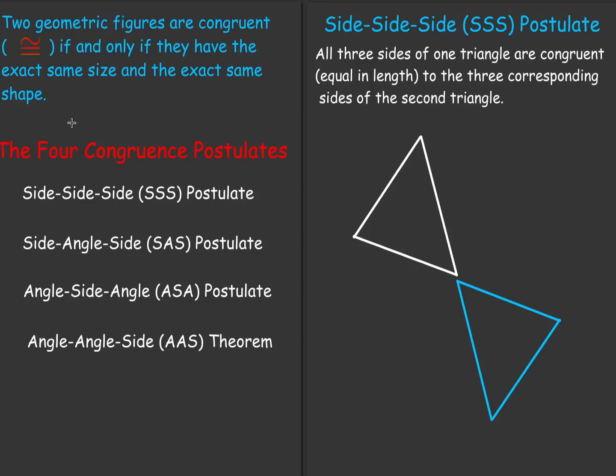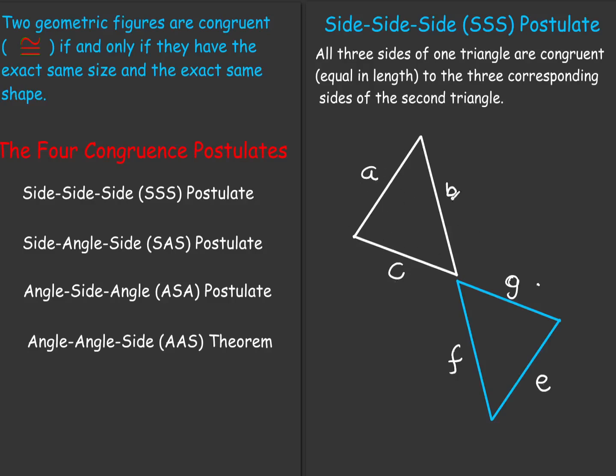So for the first postulate, which is the very straightforward one, you are given the 3 sides, or altogether the 6 sides of the triangles. As you can see, it says all 3 sides of one triangle are congruent, and congruence here means equal, to the 3 corresponding sides of the second triangle. All this postulate is telling us is that you are given all the sides of the triangle: A, B, and C of one triangle.